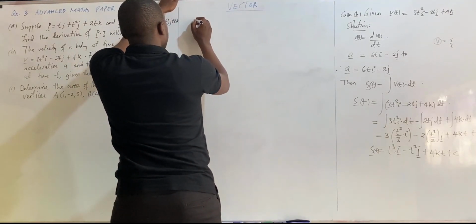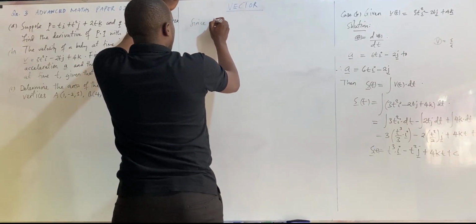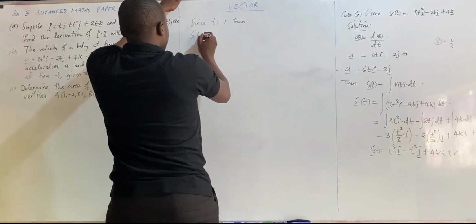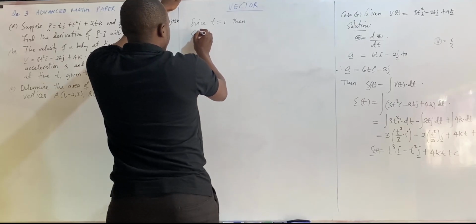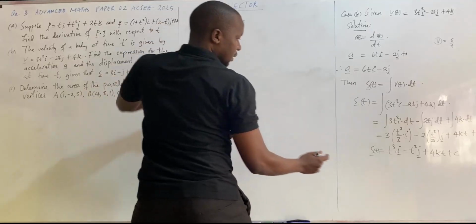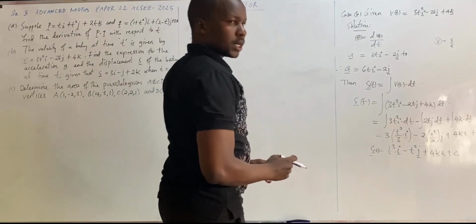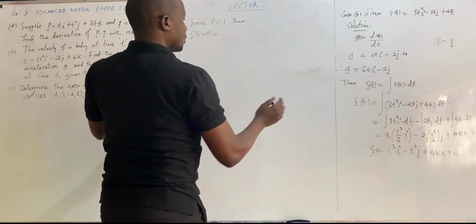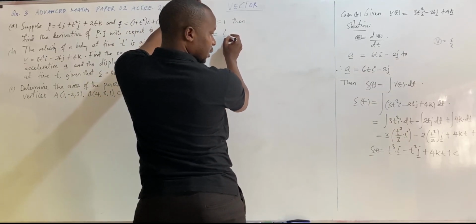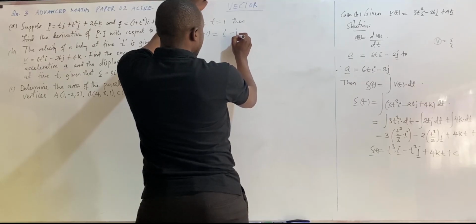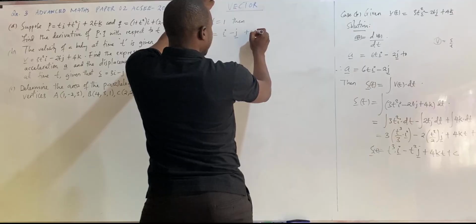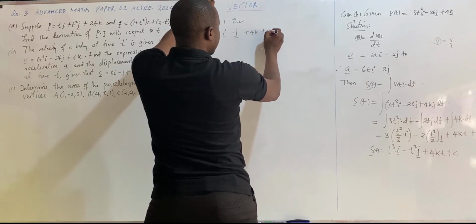So now we can say since t is 1, then the displacement function when t is 1 becomes, remember that's a vector. So where t is, we put 1. So that 1 cubed now will be 1 times i, so we get vector i. So we minus j, then we plus 4k. Then now we'll plus c.